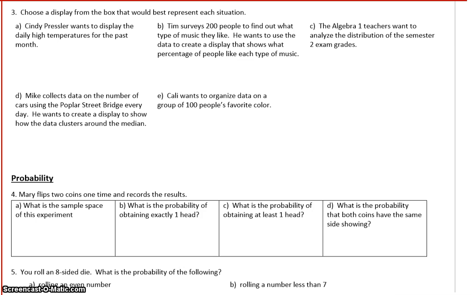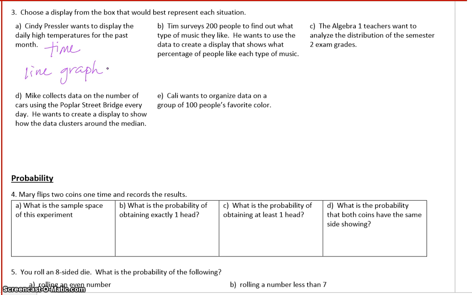So let's look at number 3. It says choose a display from the box that would best represent each situation. A. Cindy Bressler wants to display the daily high temperatures for the past month. So if it's every day over the past month, we're showing change over time. So this is going to be a line graph.